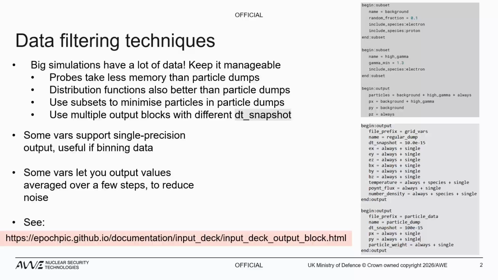It's not a great way of dealing with data, so we do have ways to trim down these outputs. One of the ones we'll be talking about here, let me get my laser pointer back. We have a few examples. In the output block, you can have these things called subsets. You can also have particle probes, and these are all examples of data filtering techniques.